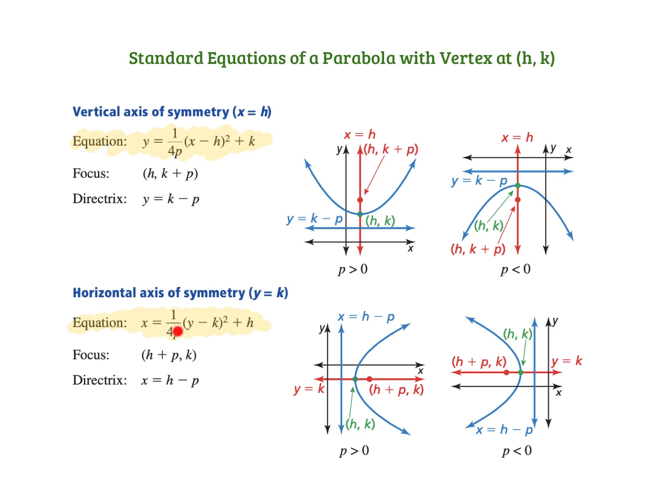And again, if this value out front is positive, it's going to open to the right. If it's negative, it's going to open to the left. And p for all of these is still going to be the distance from the vertex to the focus and the vertex to the directrix. So we can use that p value to help us determine our focus and our directrix.